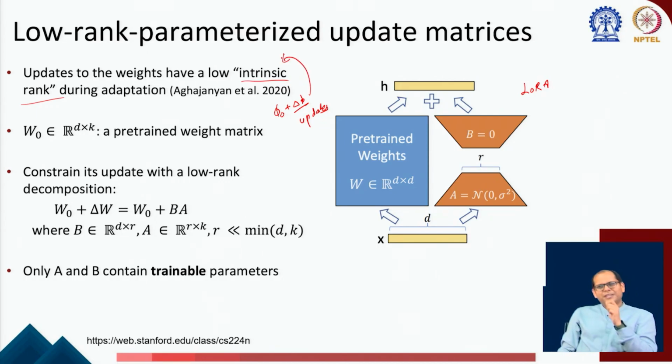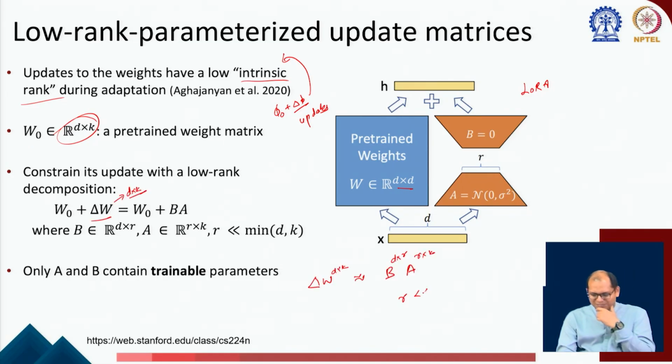So we make use of that fact. Let's say my pre-trained weight matrix is of dimension d cross d, or in general d cross k. Let's take any matrix, and what is important is that R, the rank, is much smaller than the minimum of d and k. A and B remain the trainable parameters.